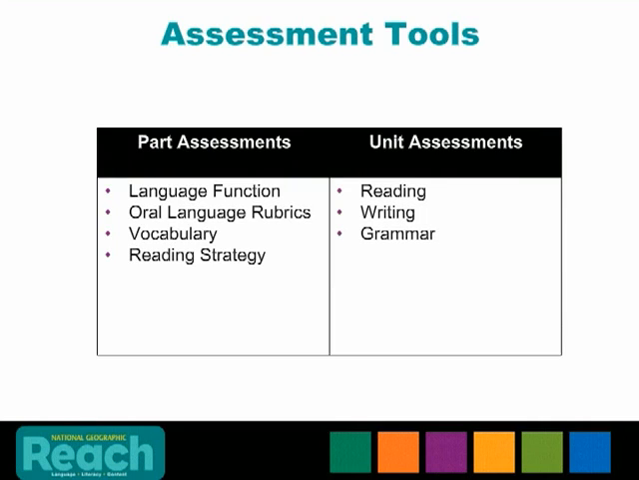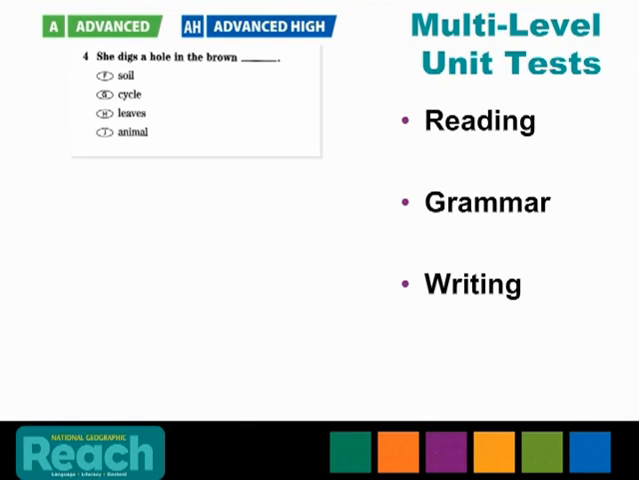Next, there are 3 unit tests that students take at the end of each unit. They are reading, writing, and grammar. Let's take a look at those a little closer. When it comes to the unit tests in REACH, you can test the way you teach. Multi-level strategies are used while teaching, and the same occurs when it comes to assessment on the unit tests for reading, grammar, and writing.